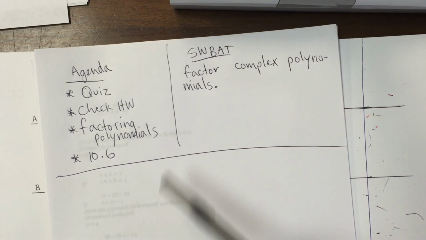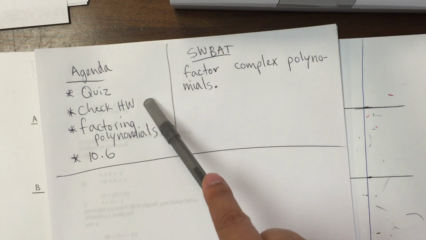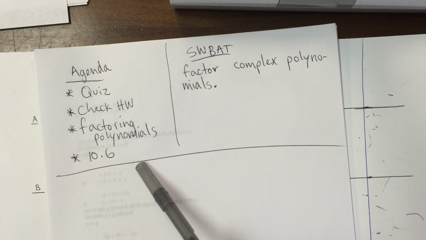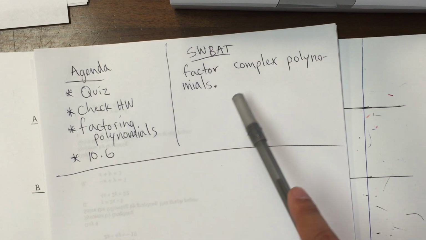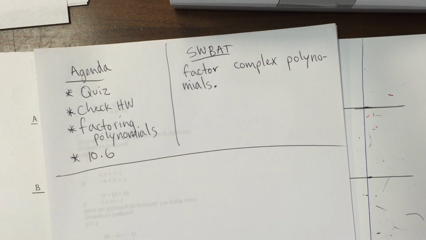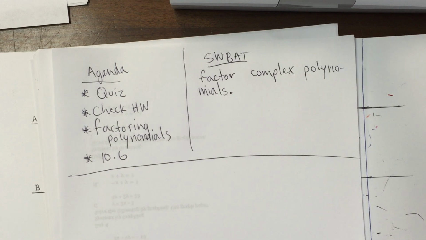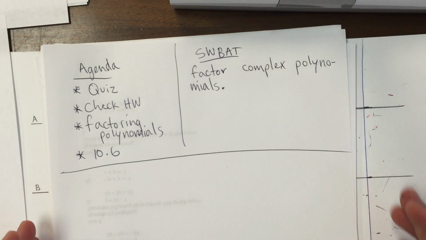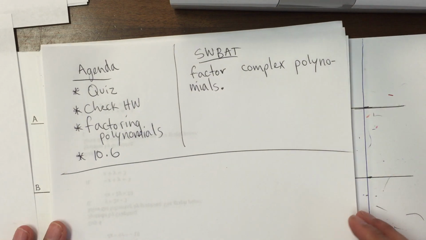Hello students, today's agenda is we're going to have a quiz, we're going to check homework, and we're going to be factoring polynomials. The homework is going to be 10.6, and so students will be able to factor complex polynomials, and that's going to be because we're sometimes taking more than one step. Okay, so we will be able to identify by checking for some aspects or structure of the polynomial.